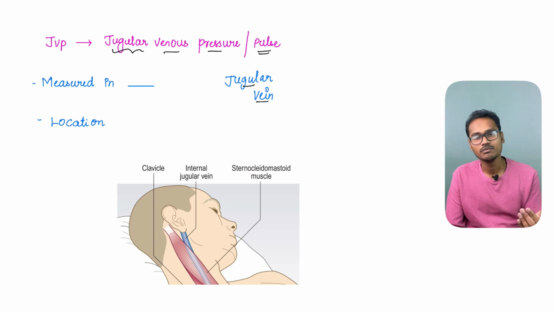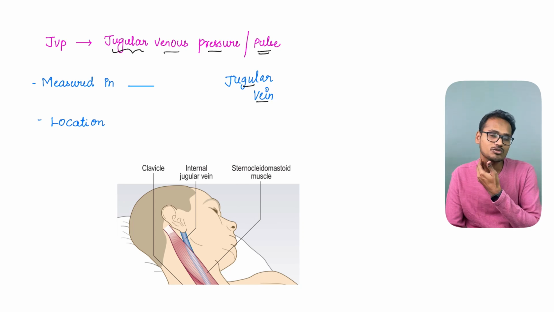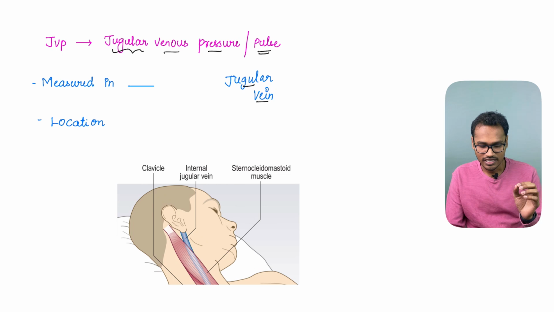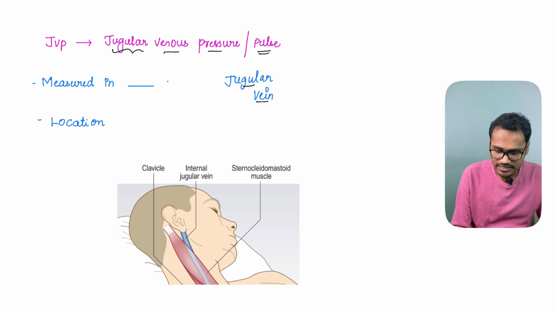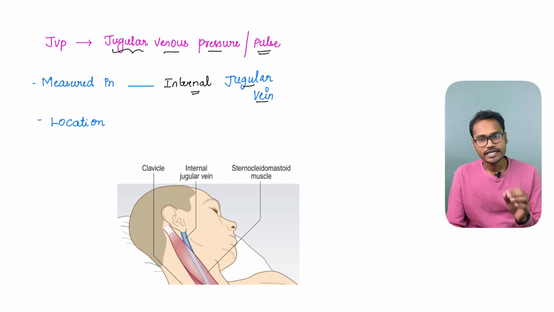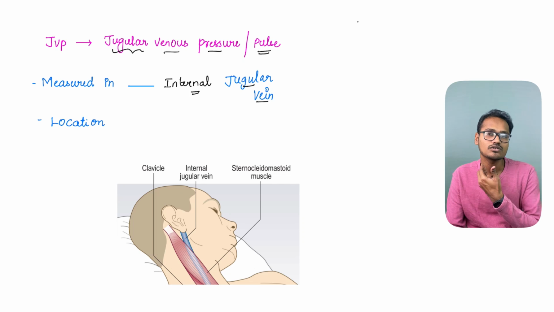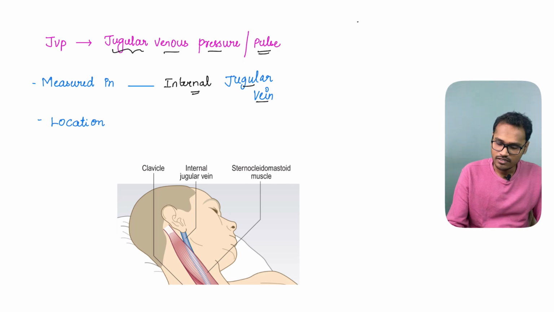Many of the books, or sometimes the teachers, might tell you that it is measured in the external jugular vein, but it is not so. Everybody thinks that external should be outside, so it is measured there, but it's not like that. It is measured in the internal jugular vein. I will tell you the logic behind it. Even the internal jugular vein, though the name is internal, is on the outer surface only. Why are we not doing it in the external jugular vein?